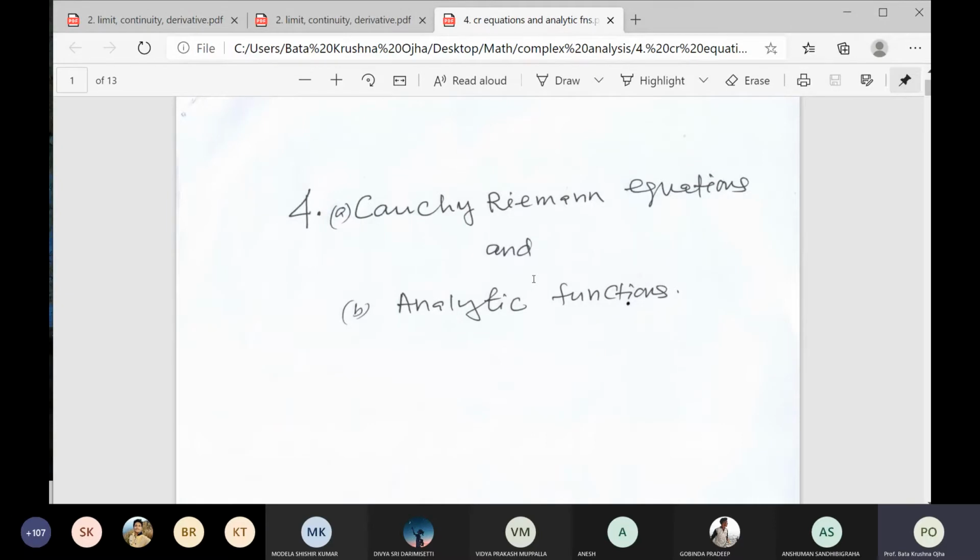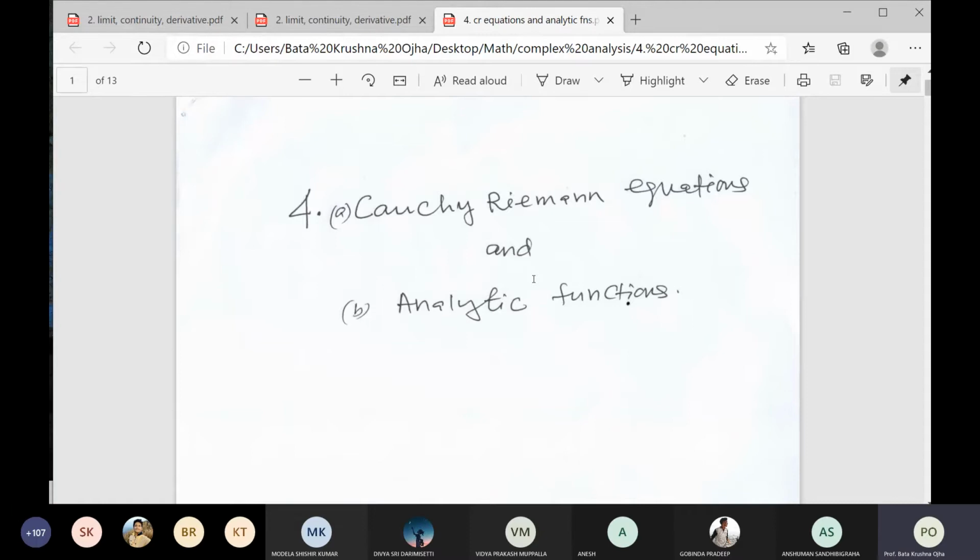Here, analyticity implies differentiability, but differentiability does not imply analyticity. Are you clear? Analyticity implies differentiability. If the function is analytic, it must be differentiable. But a function can be differentiable and still not be analytic.